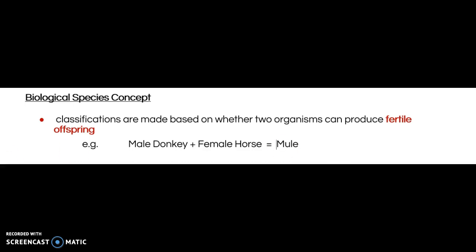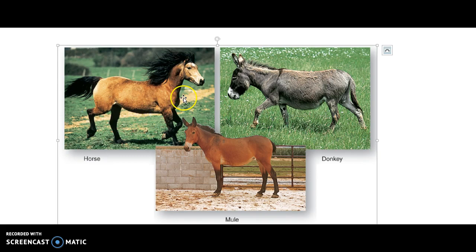Let's take a look at this, right? So if we have a horse and we have a donkey, male donkey, female horse, that produces a mule. And the mule is great because it has some great characteristics of each of these organisms. The mule is what we call a hybrid organism because it has characteristics of two other species together. So it has that sort of strength that the donkey would have and stability, but it also has some of the characteristics of the horse.